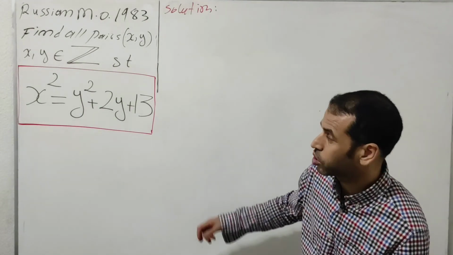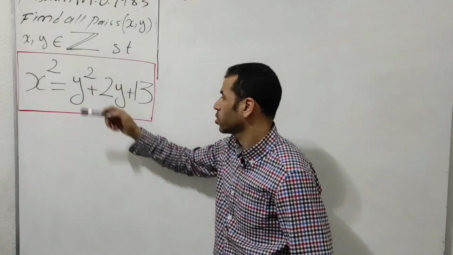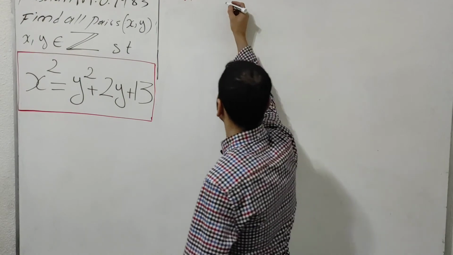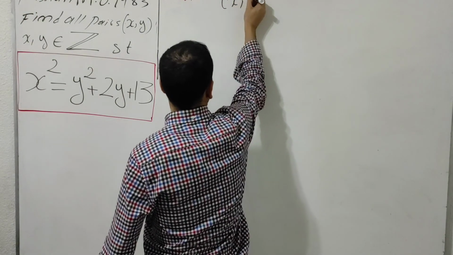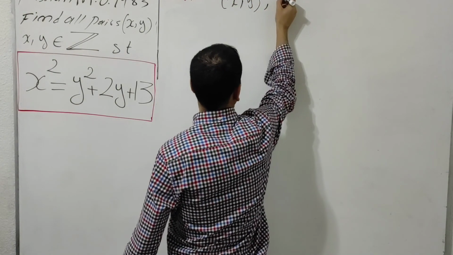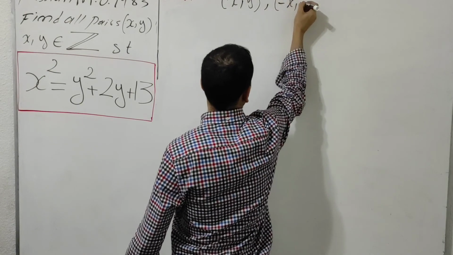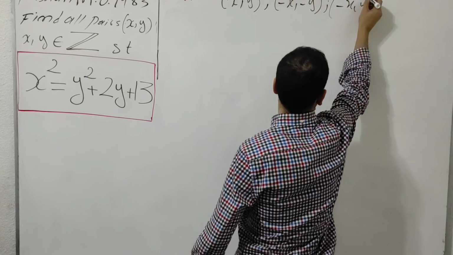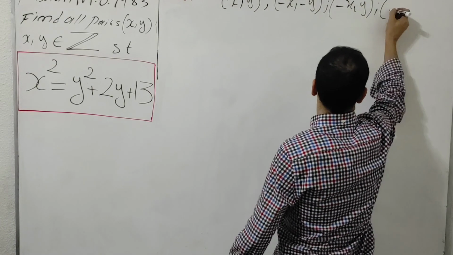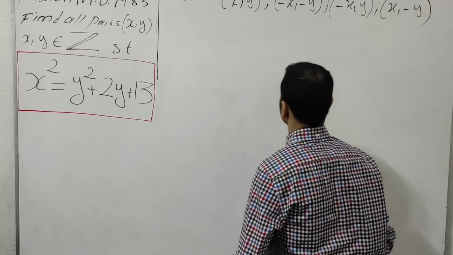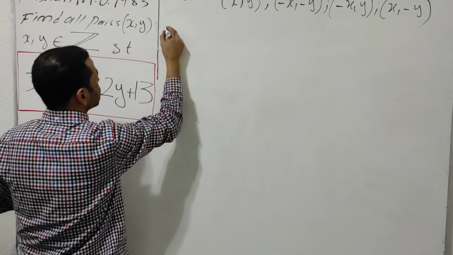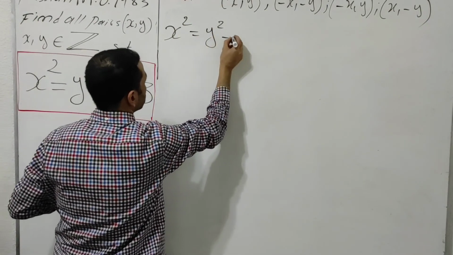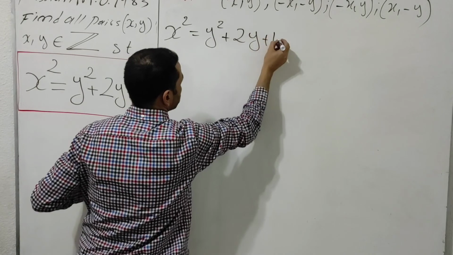Okay, let's get into the solution now. Since we have x squared and y squared, we have to consider the negative solutions. Without loss of generality, if (x, y) is a solution, then (-x, -y) is a solution, and also (-x, y) is a solution, and (x, -y) is a solution as well. I'm going to write down this equation: x squared equals y squared plus 2 times y plus 13.